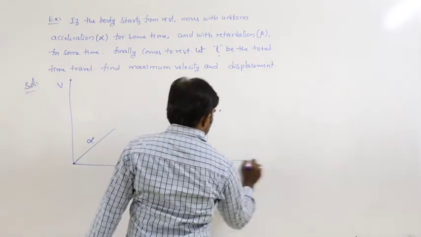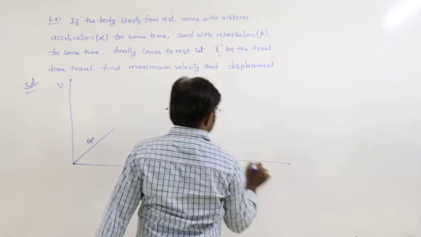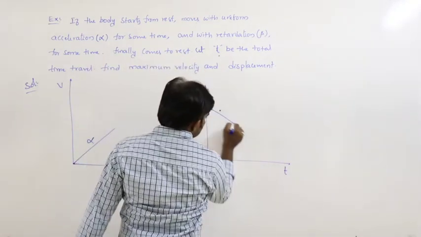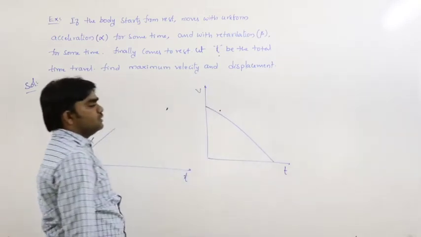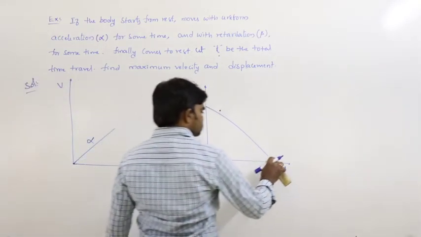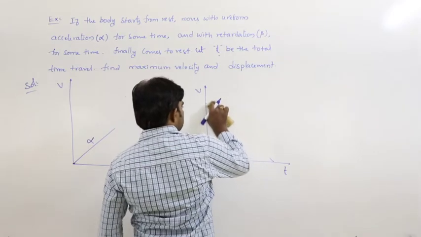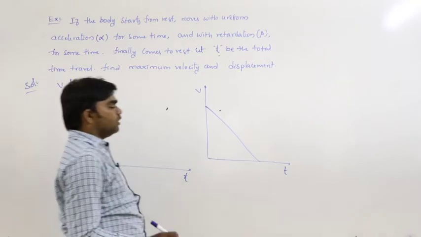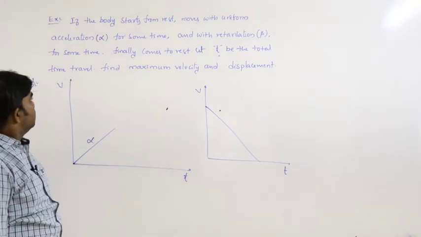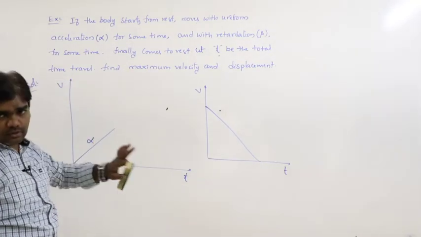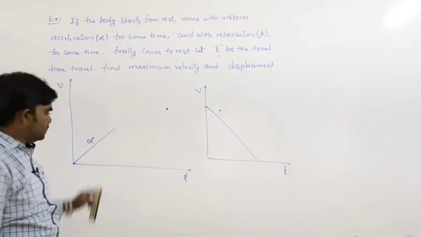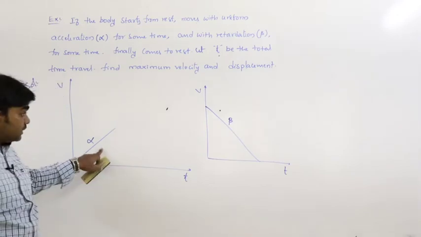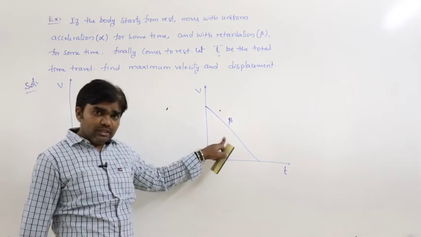Next, velocity time graph. Body moves with retardation is like this. This is the shape of the graph for a body moving with retardation. And finally the body comes to rest. These are the two different graphs. This is alpha and this is beta. Body moves with acceleration and body moves with retardation.